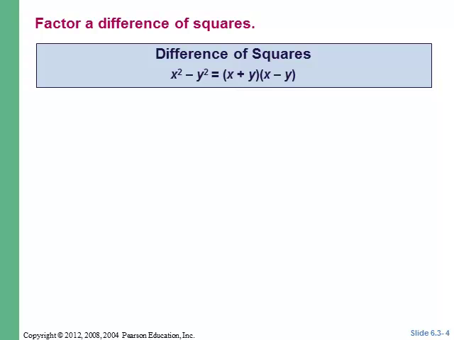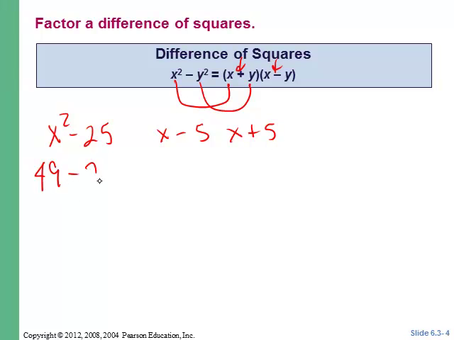And when we factor it, we take the square root of the first, the square root of the second, and we add them, and we subtract them. So if we had x squared minus 25, that would factor into x minus 5, x plus 5.